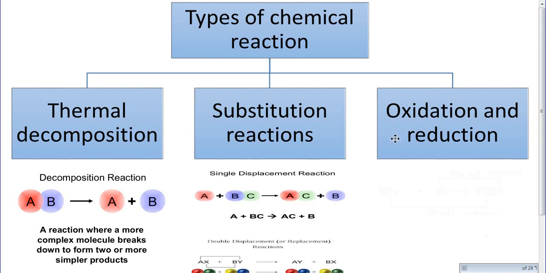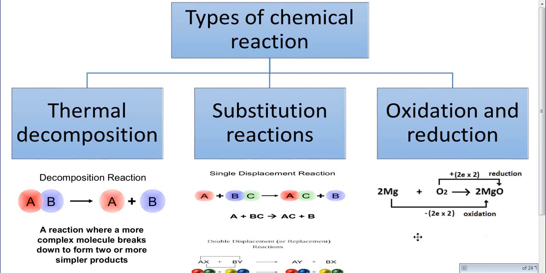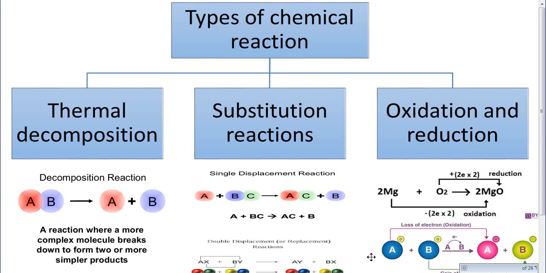The third type, oxidation and reduction reactions. And we have two main concepts of this type of reactions. The first concept depends on losing or gaining of hydrogen or oxygen. The second concept depends on losing or gaining of electrons.